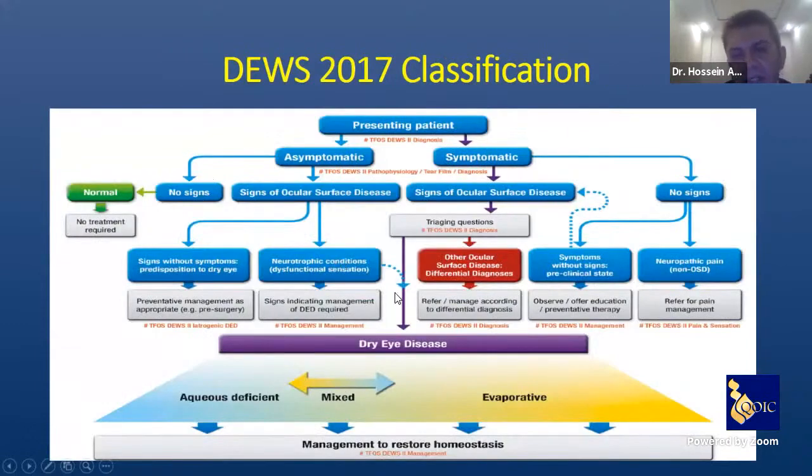And the last classification was presented by the Dry Eye Workshop at 2017, and based on this classification and evaluation of the symptoms and signs, they put the patients in different classifications. Eventually, they put the patients in three categories: aqueous deficient, evaporative, and mixed. And two-thirds of the patients are in the mixed and evaporative categories.